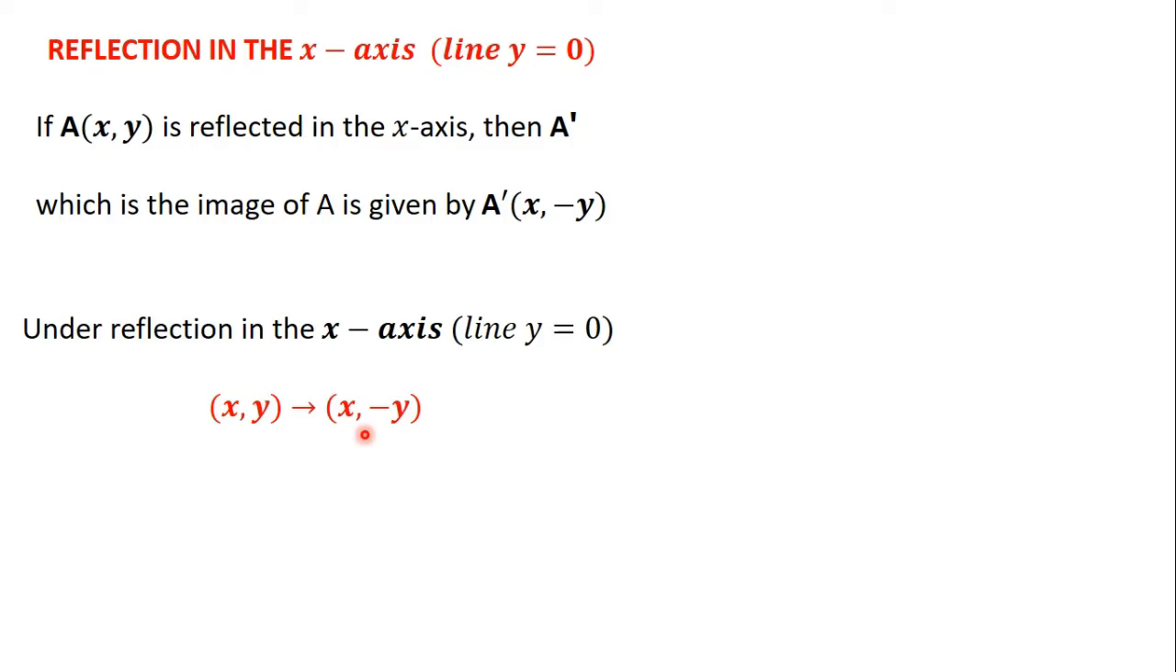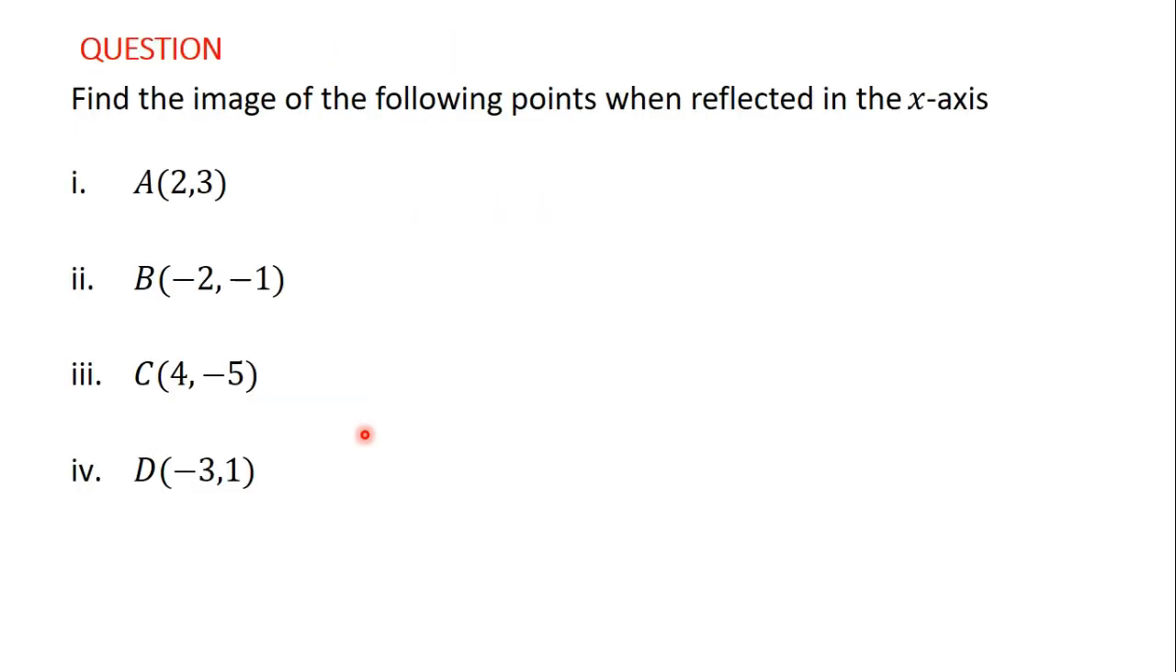Let's use this rule to solve some questions. The question says to find the image of the following points when reflected in the x-axis. So we have 4 points here and we are going to take them one after the other. We are reflecting these points in the x-axis. So we are going to find the image of each one of these points when it is reflected in the x-axis or the line y is equal to 0.